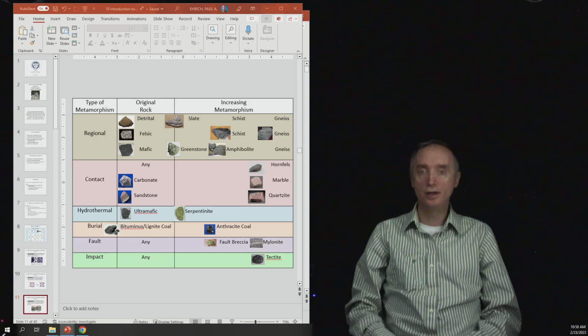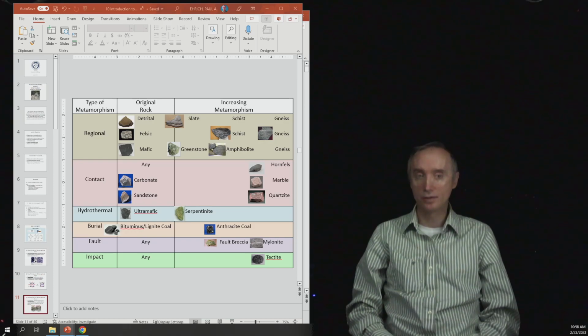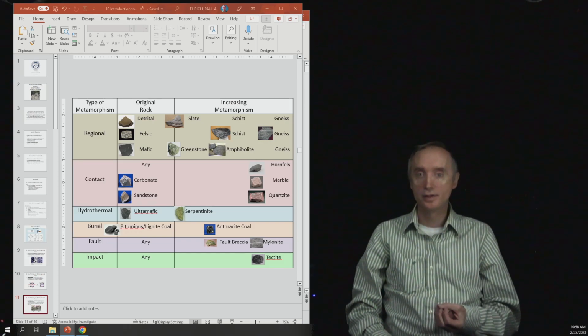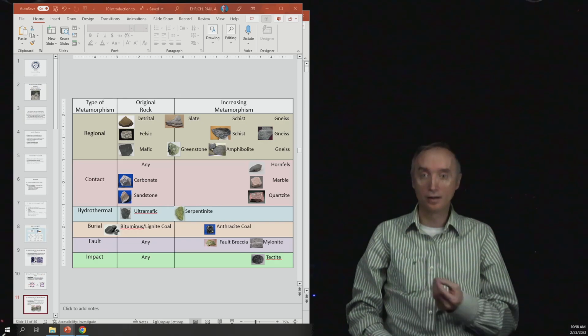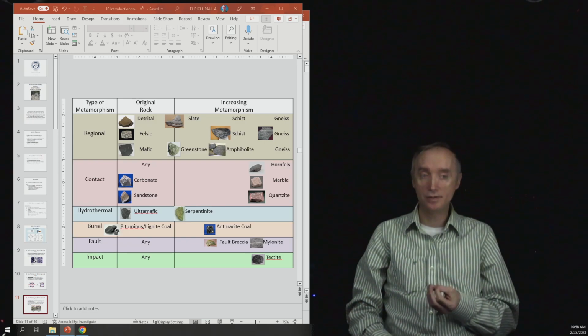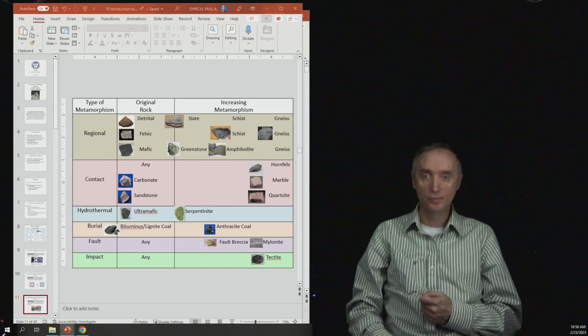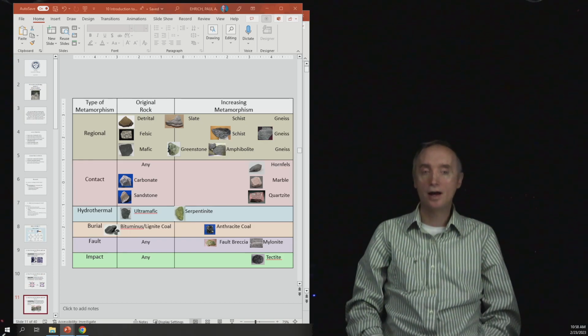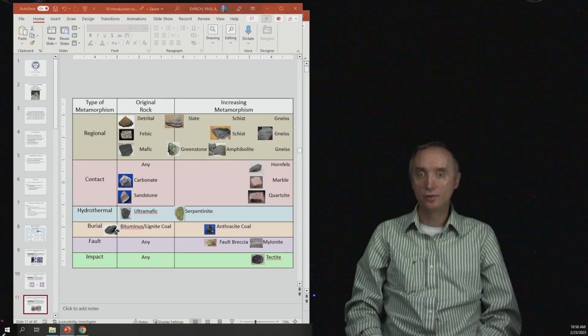Okay, the one that's underneath that is contact metamorphism. So this is where you only have heat involved, and you're going to take a pre-existing rock, such as, for example, a carbonate like limestone, and you're going to subject that to heat, and it's going to metamorphosize into marble. Okay, the next kind is going to be hydrothermal. So you're going to have hot fluids that are going to be doing the metamorphism.